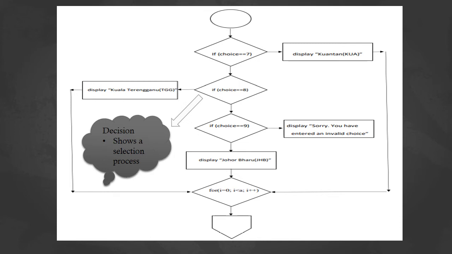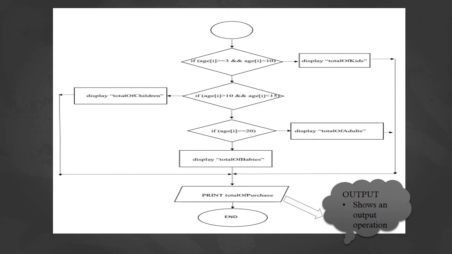Next is the decision symbol. The decision symbol shows a selection process. For example, in this program, if the user enters choice equal to 7, the program will display Kuantan. But if the user does not enter choice equal to 7, the program will proceed to the next choice. And the last one is the output symbol, which shows an output operation. In this program, when the user has entered their choice and age correctly, the program will finally print the total of purchase and the program will end.